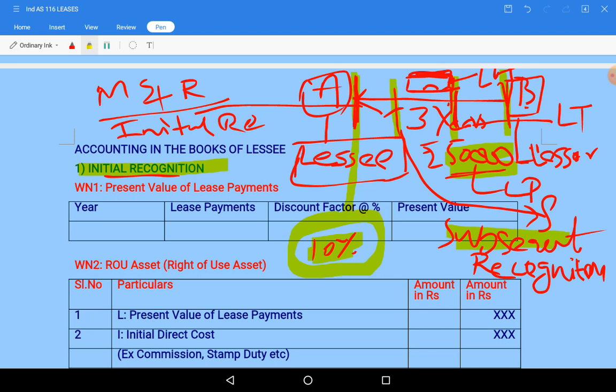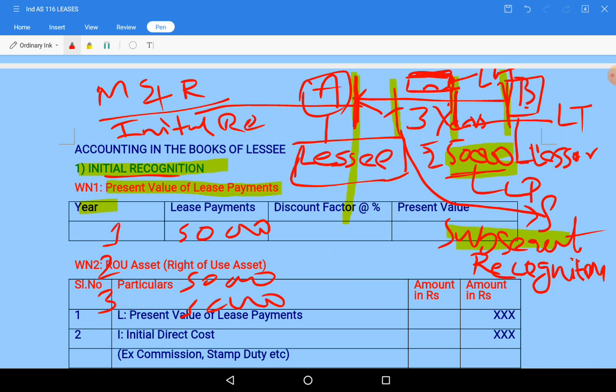How it will be done: at the present value of lease payments. How many years are there, those many years. For the first year, second year, third year, lease payments of 50,000, 50,000, another 50,000 will be multiplied with the discount factors, 0.952 or 0.907, whatever discount factors there will be, and taken in the books.